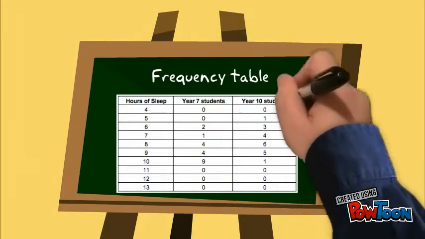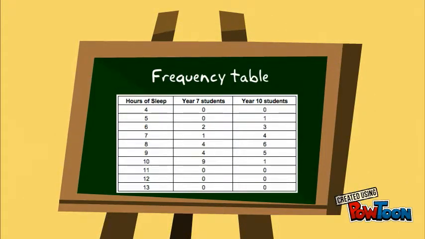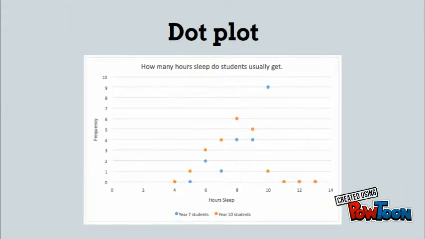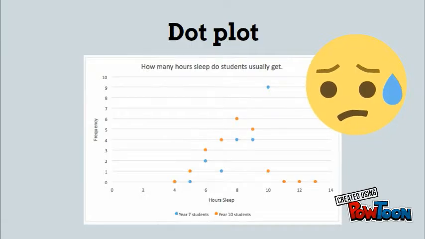The first table that I created was a frequency table. This was done by manually counting the students on the Excel spreadsheet and appears to show the Year 7s receiving more sleep on a school night. The first graph that I created was a dot plot. Although it does accurately show the results, it is not aesthetically pleasing and the results don't pop out at the viewer.